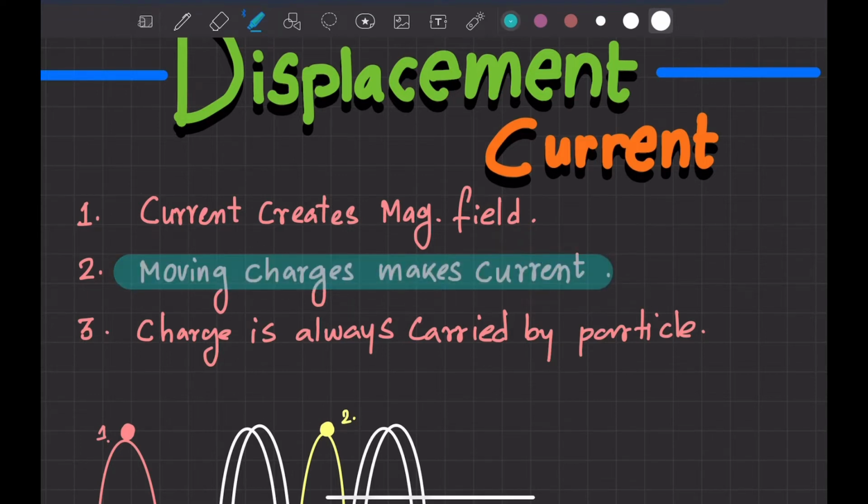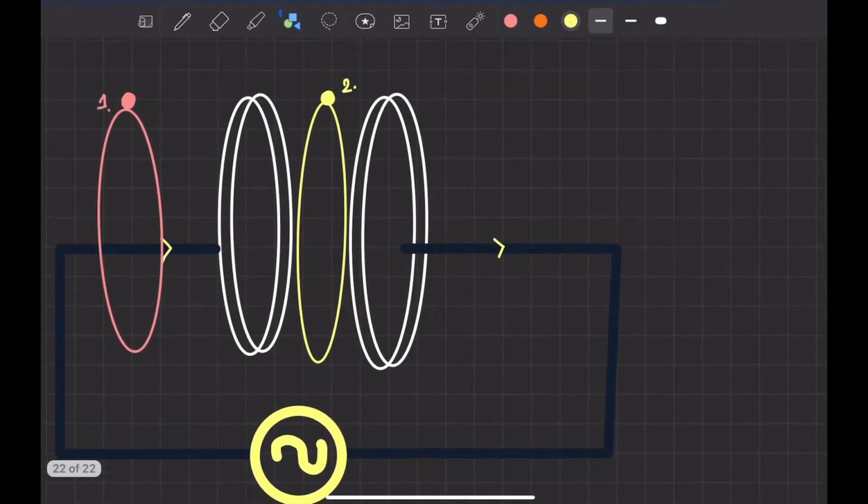Okay, so moving charges make current. This is not a complete statement. What does it mean? The moving charges definitely make current, but there are other things which can make current. What is this? The change in electric field, the rate of change of electric field, that can also produce current. So let me write down two more things.